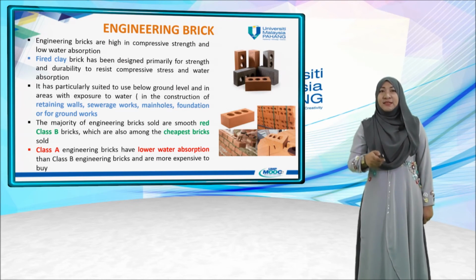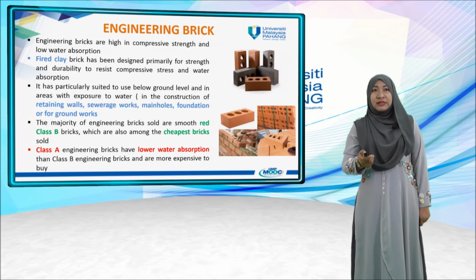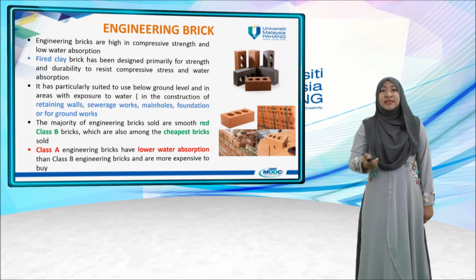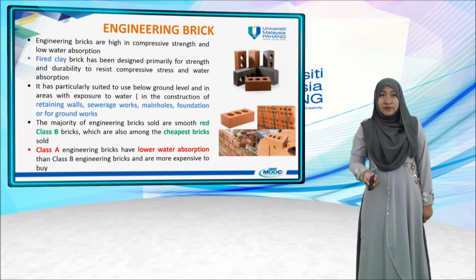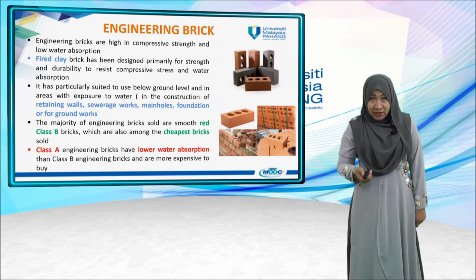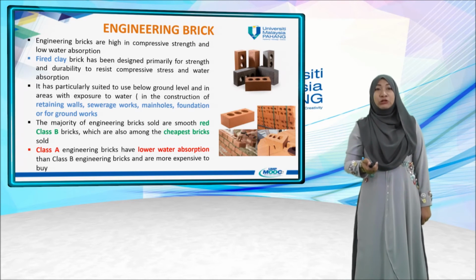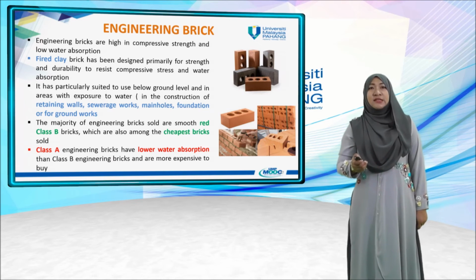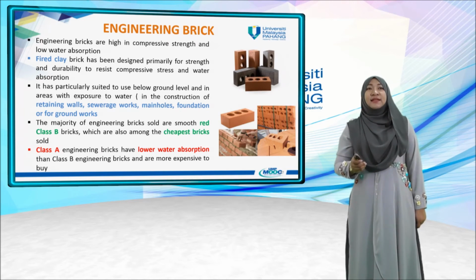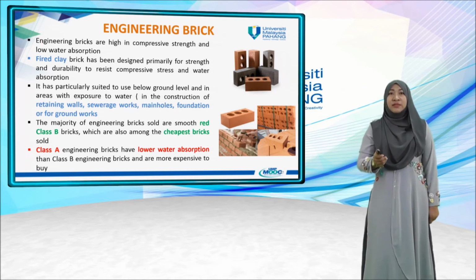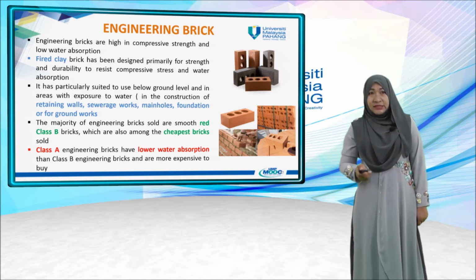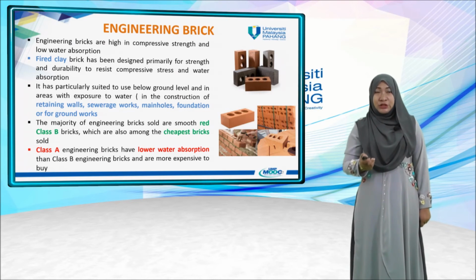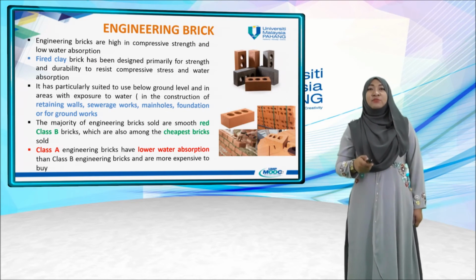It is particularly suited to use below ground level in areas with exposure to water, for example, in the construction of retaining walls, sewerage works, manholes, foundations or for groundworks. The majority of engineering bricks are solid, smooth red Class B bricks, which are also among the cheapest bricks sold. Class A engineering bricks have lower water absorption than Class B engineering bricks and are more expensive to buy.